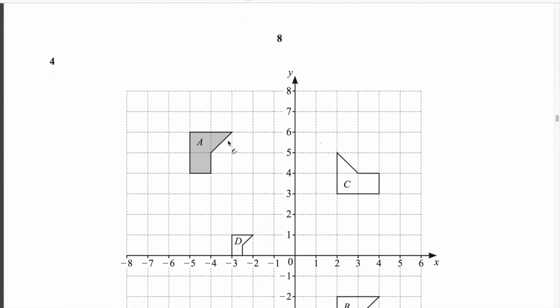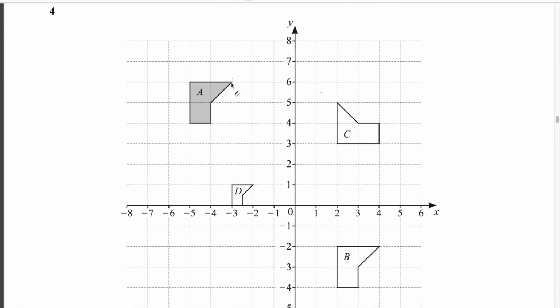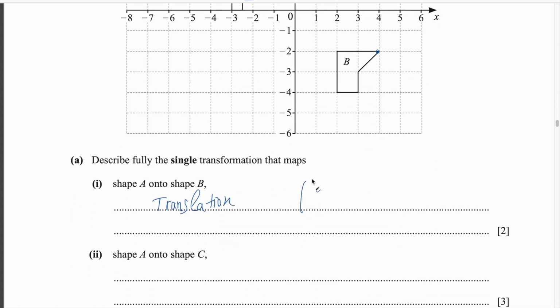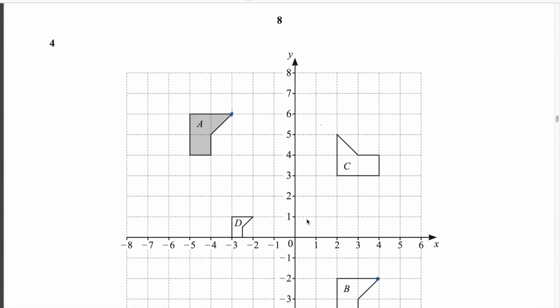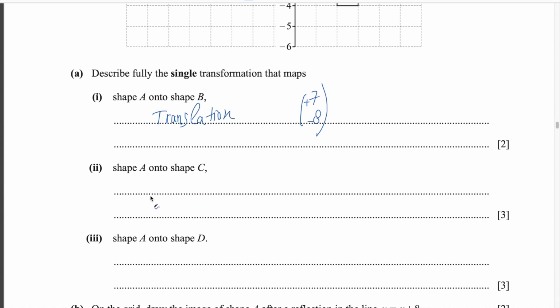Now, for a translation, the vector should be mentioned. As you see, for example, consider a point and its image. From -3 to 4, you have 7 units toward the right, and from 6 to -2, 8 units down. So the vector is (7, -8). It has 2 marks, so 2 points are correctly mentioned. Then shape A onto shape C: you see clearly that size has no change, but orientation has changed. So it shows a rotation.